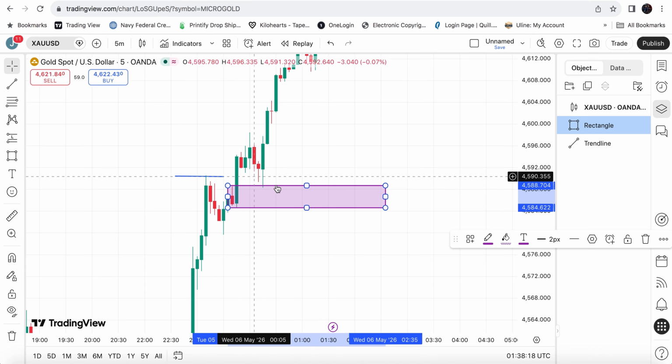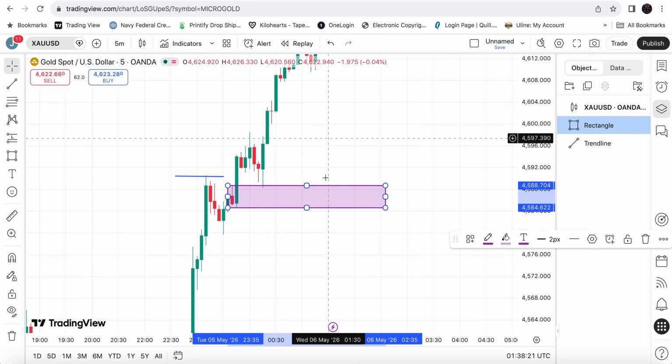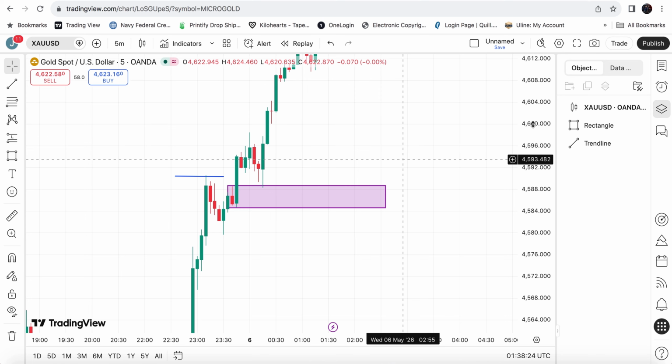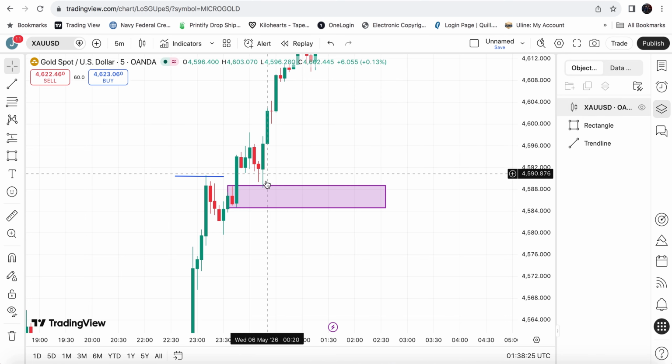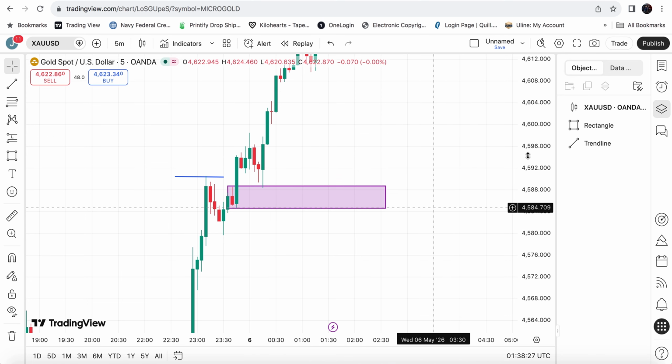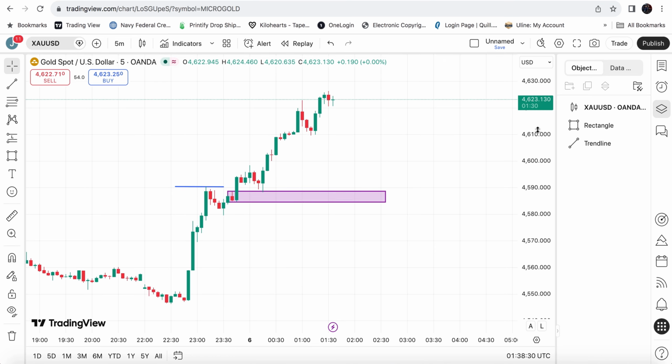This is supply and demand. Very simple, very simple. And this play can print out again for you. If you miss this move, let's see if we can zoom up.